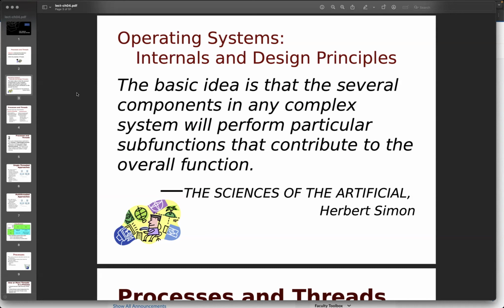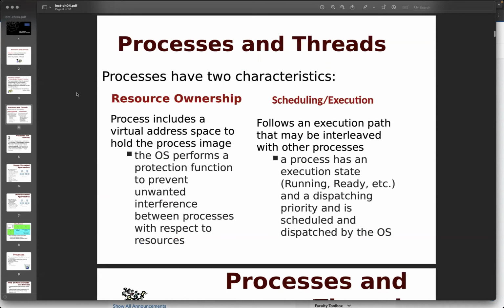So, as we know, that is the OS. Based on this, for a process we have two characteristics. One is called resource ownership. A process includes a virtual address space to hold the process image, and the OS will provide a protection function to prevent unwanted interference between processes with respect to resources.